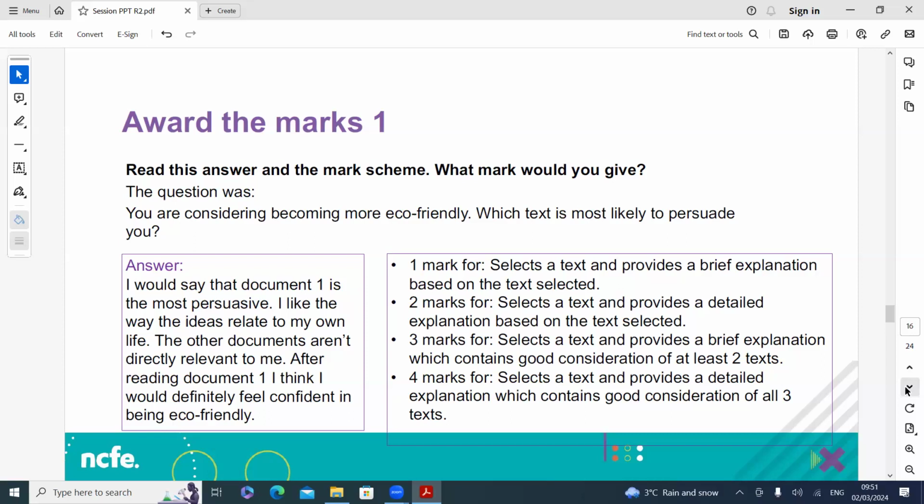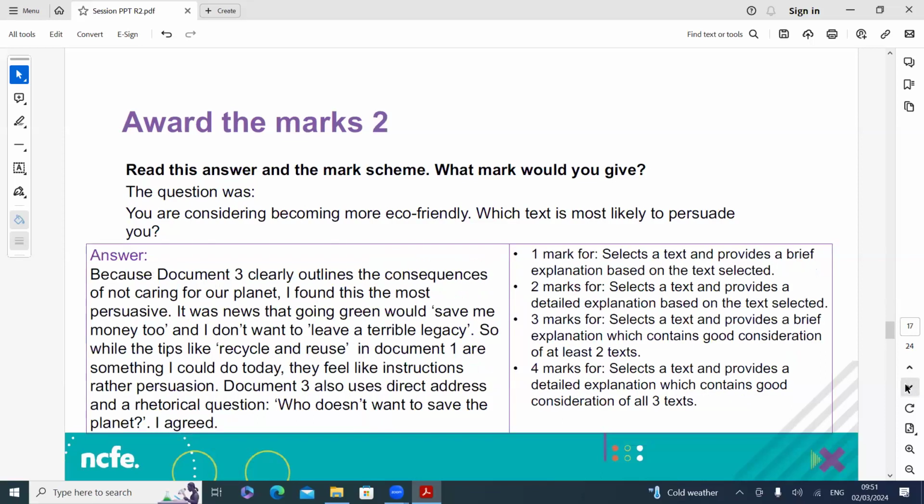So if we look at what was wanted for 3 marks, it would select a text with brief explanation, but also consider at least 2 texts. And to get 4 marks, again, select the text and have a detailed explanation, but there'd be a consideration of all 3 texts. So it doesn't do 2, 3 or 4, so it's just 1 mark for this answer. Okay, any questions about that?